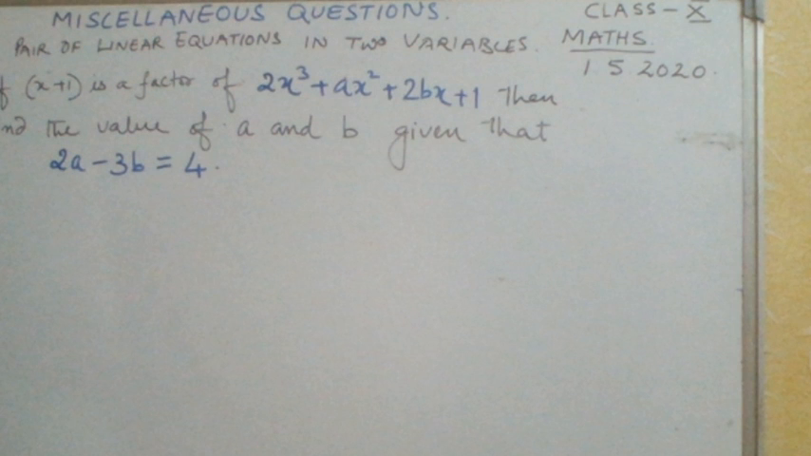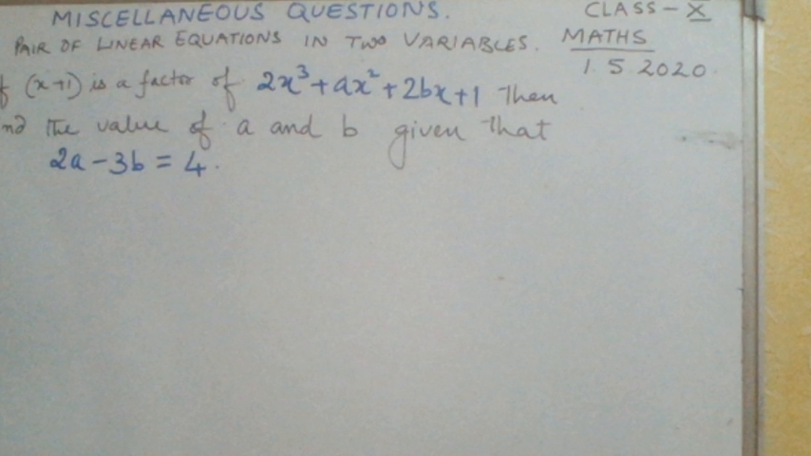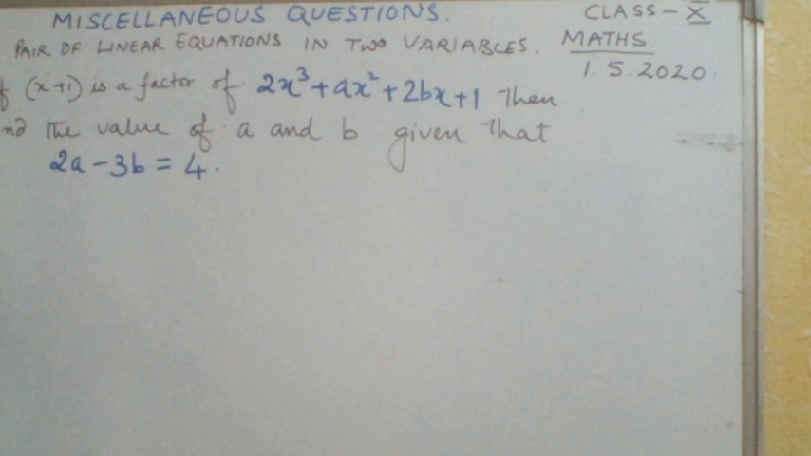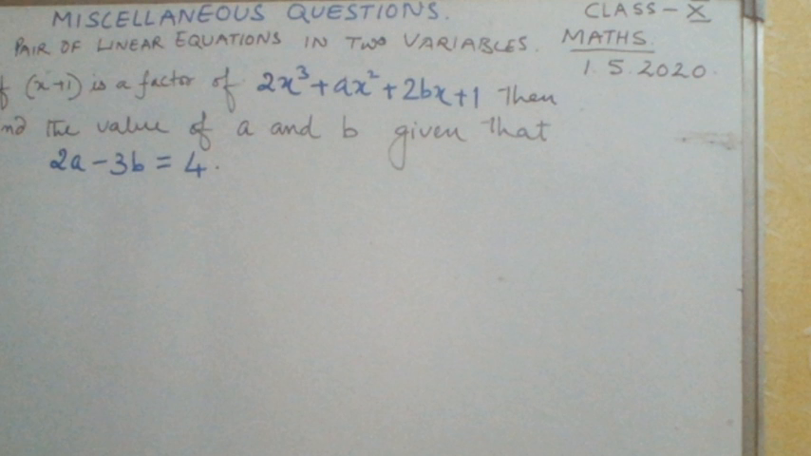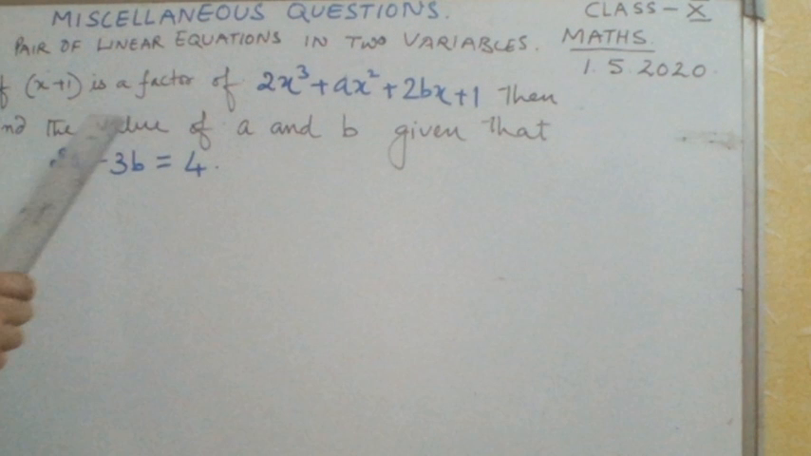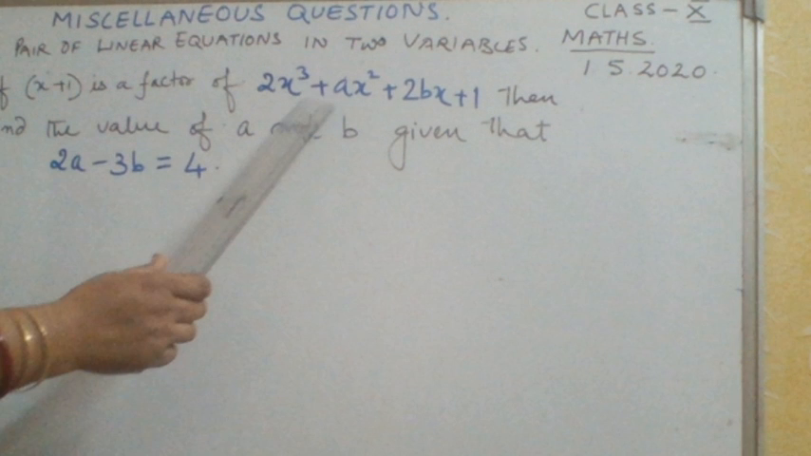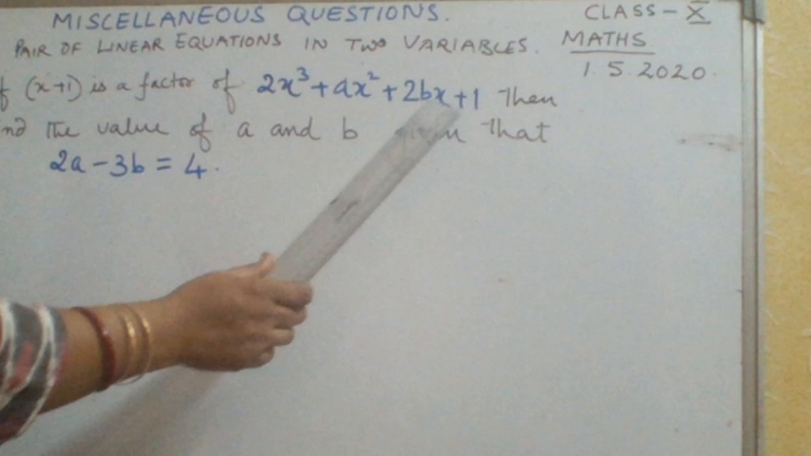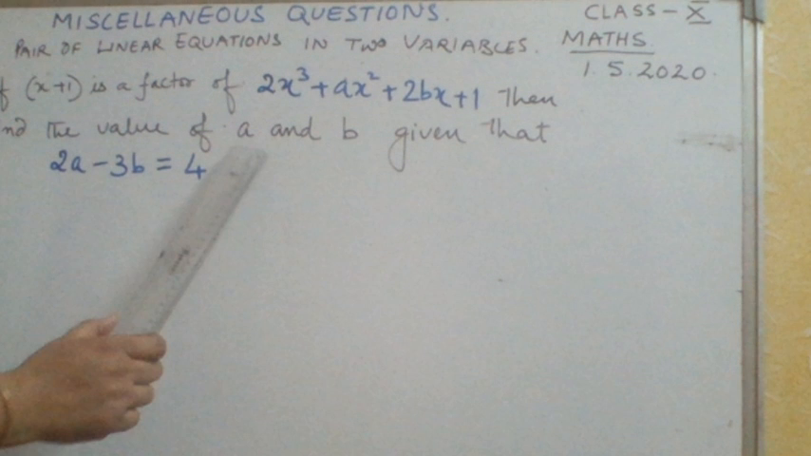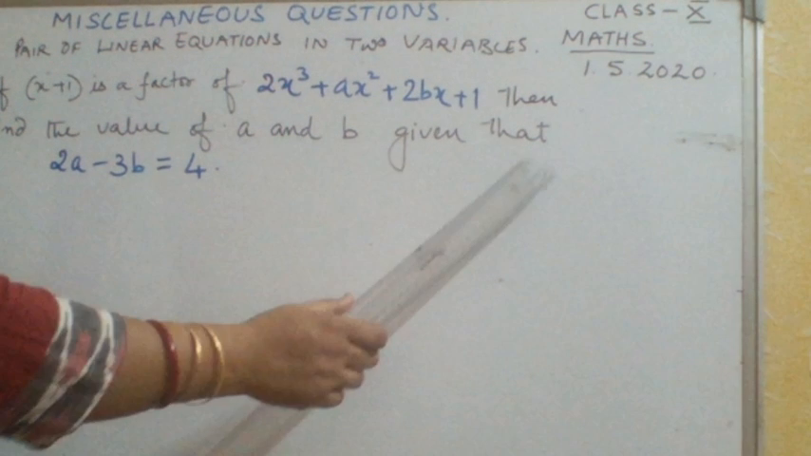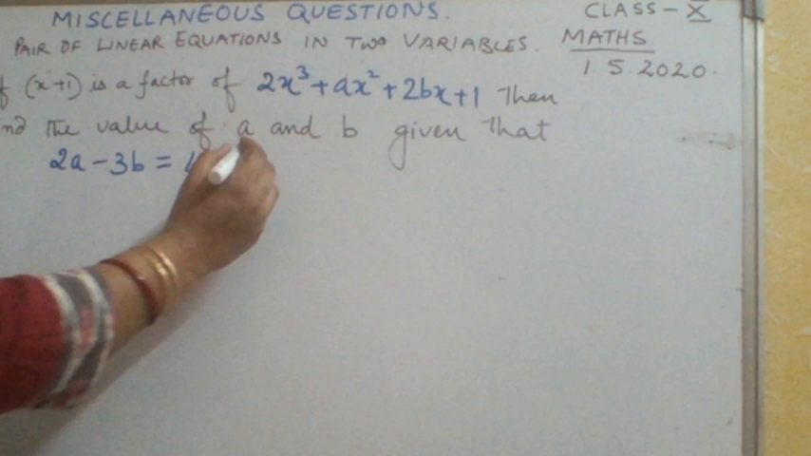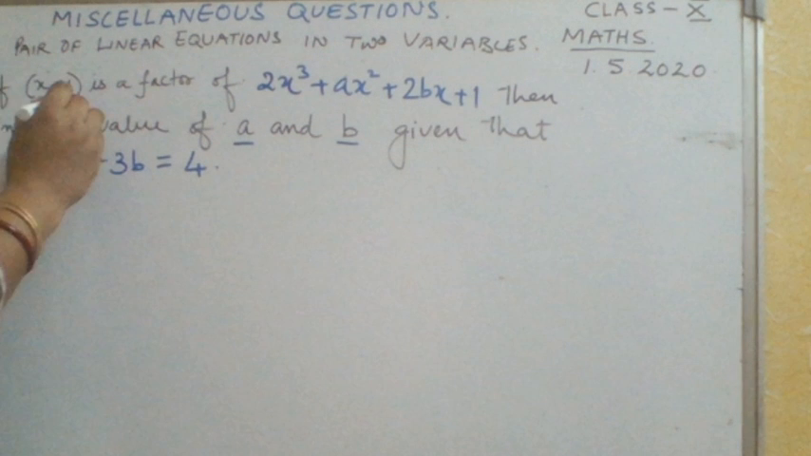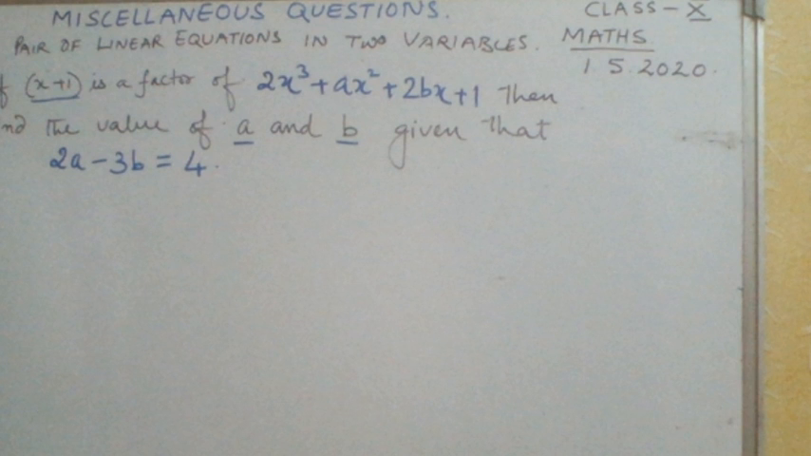Okay, so this is a mixture of your previous knowledge from the chapter of polynomials as well as this chapter, pair of linear equations in two variables. If x plus 1 is a factor of 2x cube plus ax square plus 2bx plus 1, then find the value of a and b, given that 2a minus 3b equal to 4. Find the value of a and b. Your time starts. Please all of you solve it.